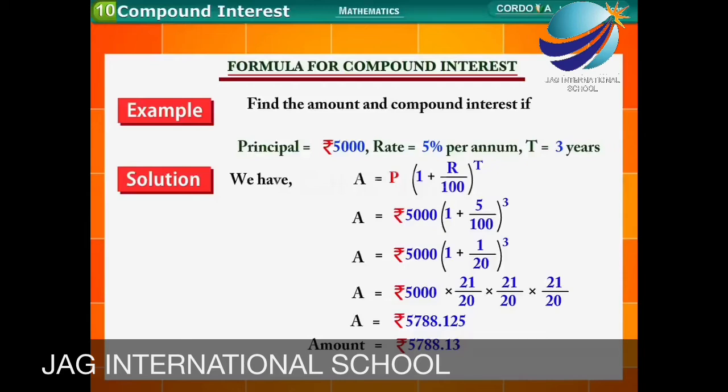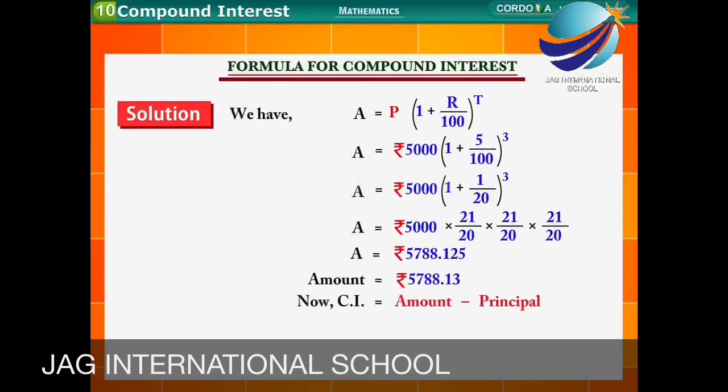Amount is equal to rupees 5,788.13. Now, CI is equal to amount minus principal. Compound interest is equal to rupees 5,788.13 minus 5,000, which is equal to rupees 788.13.